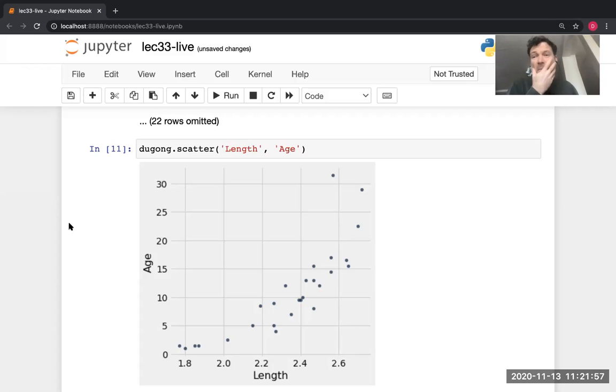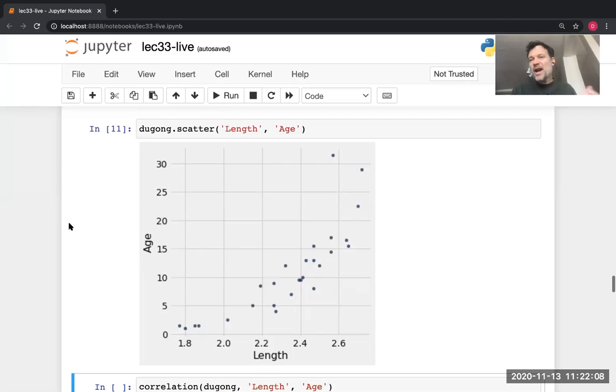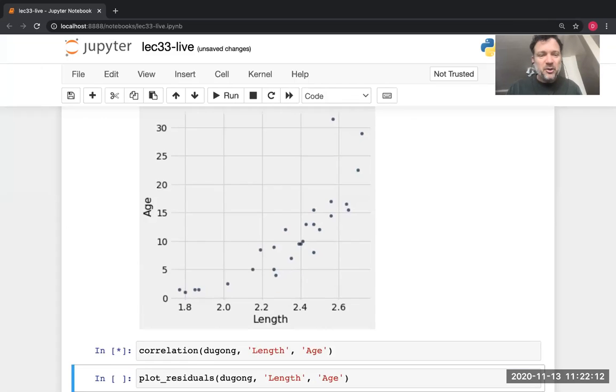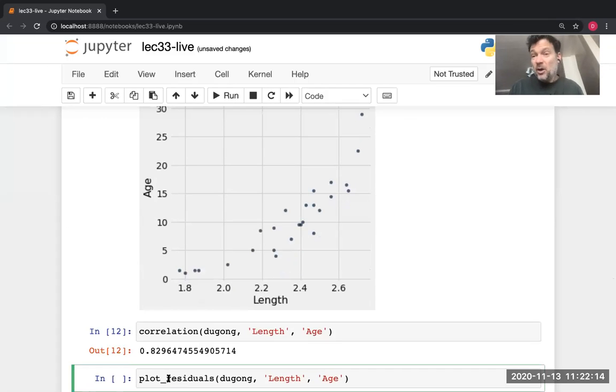Okay, so that might be an indicator that there could be a problem with using linear regression here to try to predict the length of a dugong based on its age. But let's try it anyway, even though we've kind of got this warning sign, and see what happens. We could compute the correlation coefficient. Oh, that's quite a high correlation coefficient.